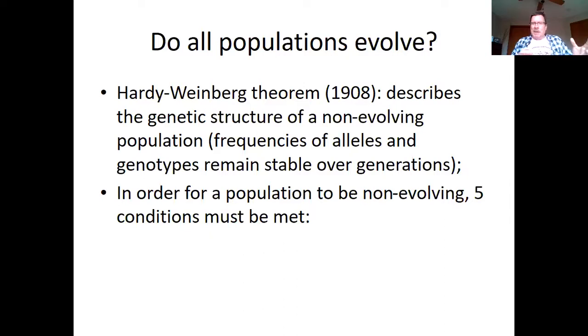But again, it's a basic theory to show that genetic variation and changes are occurring and are easy to track. But you need basically a null hypothesis to start with. So Hardy-Weinberg describes the genetic structure of a non-evolving population where the frequencies of alleles and genotypes are stable over generations, never change. In order to be non-evolving, you've got to meet 5 conditions.